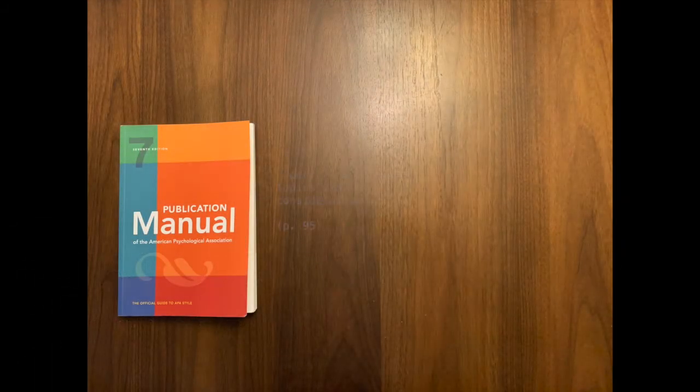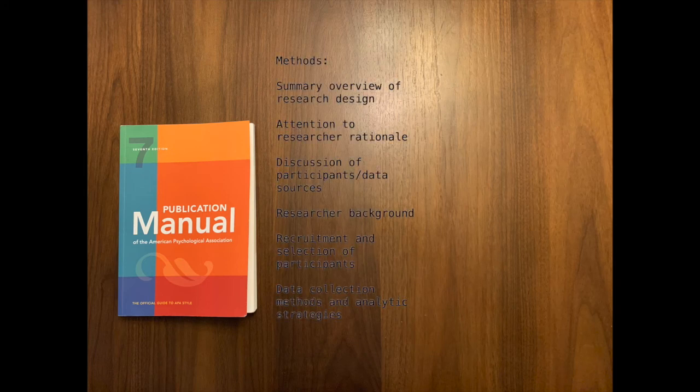The titles of qualitative research papers should, quote, identify key issues or topics under consideration. Method sections of qualitative articles give a summary overview of the research design and provide a rationale for why it was selected by the researcher. It should also contain discussion related to study participants or data sources and information related to the researcher's background that is relevant to the study.